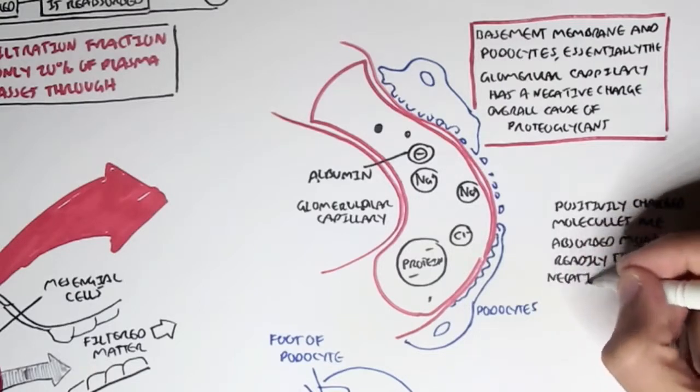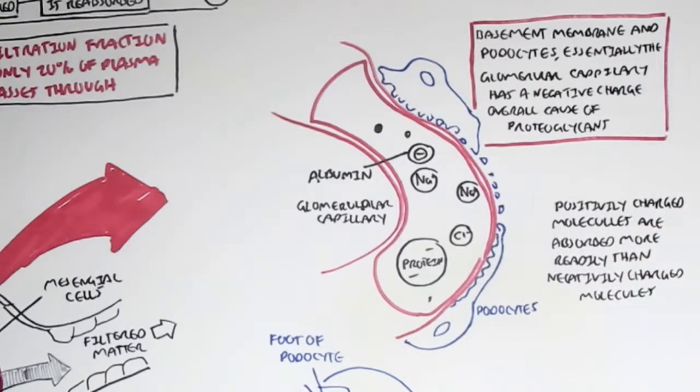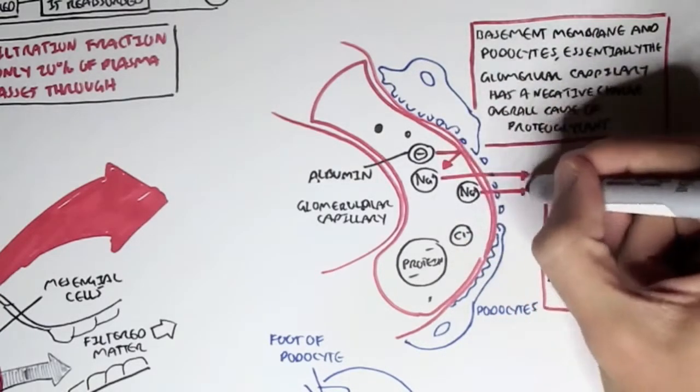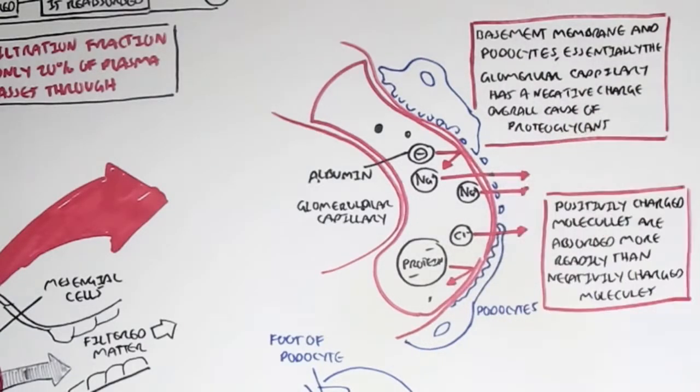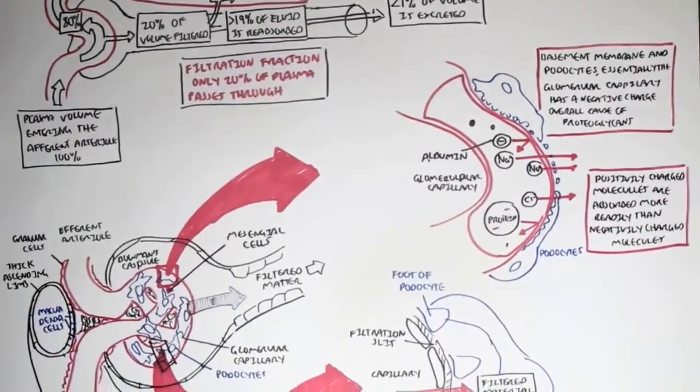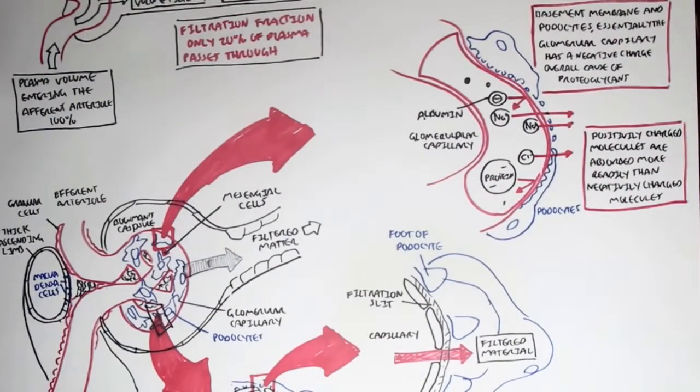For example, albumin, which could actually pass through because of its size, doesn't pass through because it is negatively charged, and so negative repels negative. Sodium can easily pass through because it is positively charged, and so it's attracted. Chloride can actually pass through because it is very small, and even though it's negatively charged, it can still pass through. However, these big negatively charged proteins, they will never pass through because, for one, they are too big to pass through, and second, they are negatively charged, and so repel the negativity of the podocytes and the basement membrane, basically the glomerular capillary.